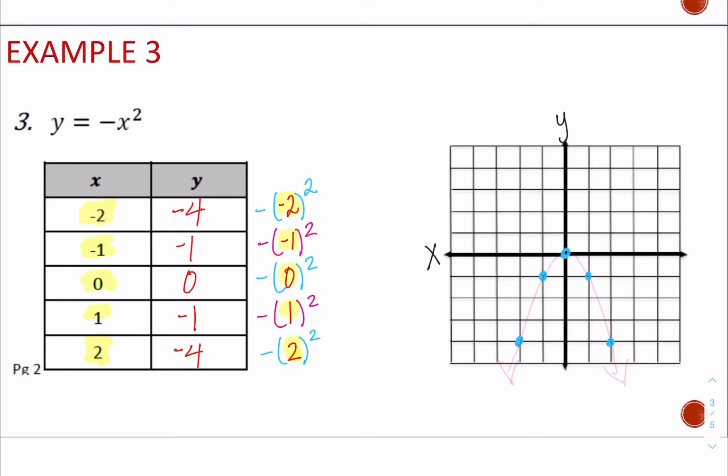You're going to take your pencil and connect the dots to create what is called a parabola, this U-like shape. We can draw some arrows at the end. All right, hopefully this video better explains how to graph quadratic equations given a table of values.